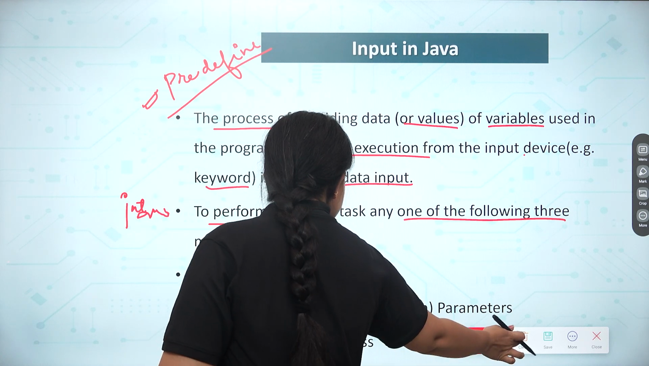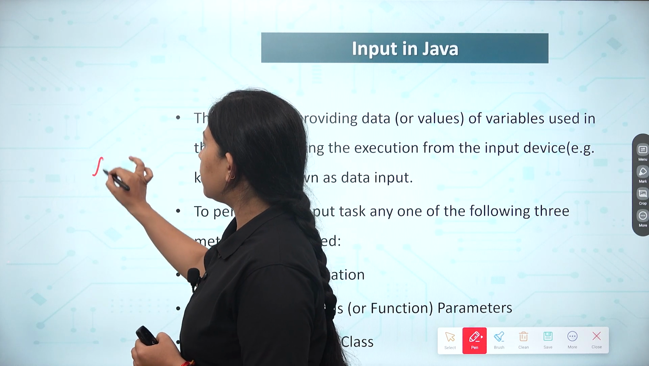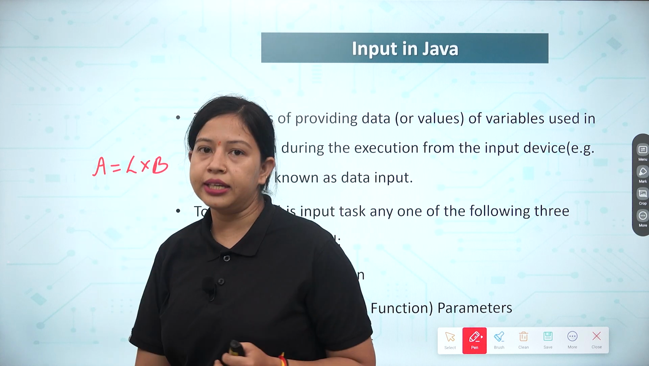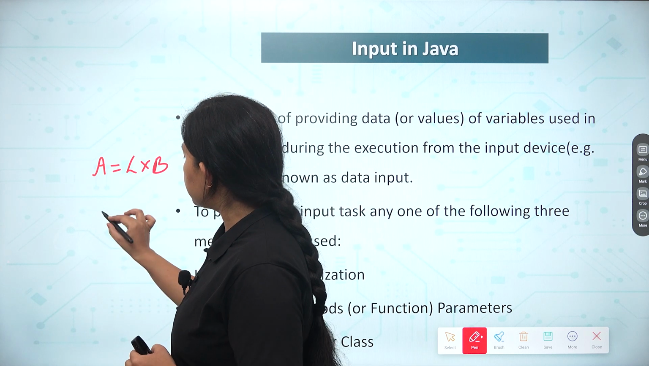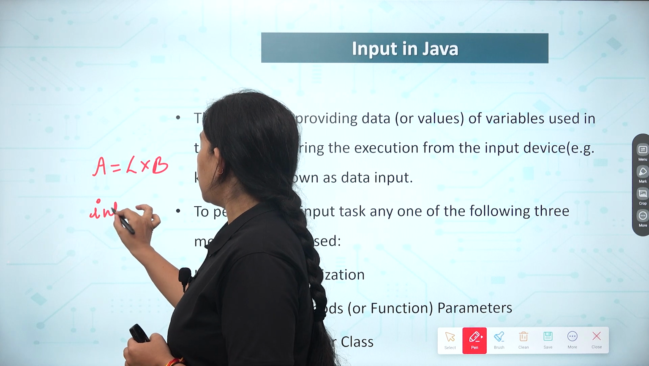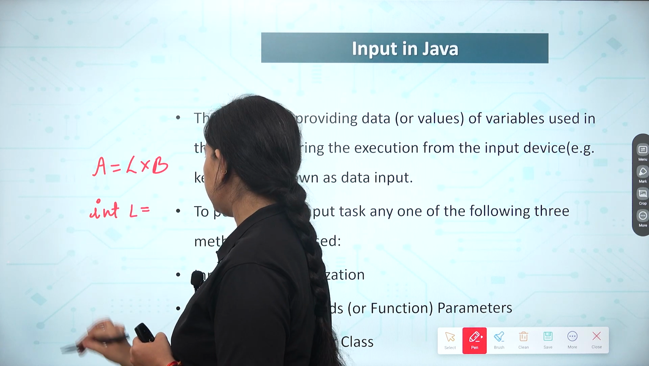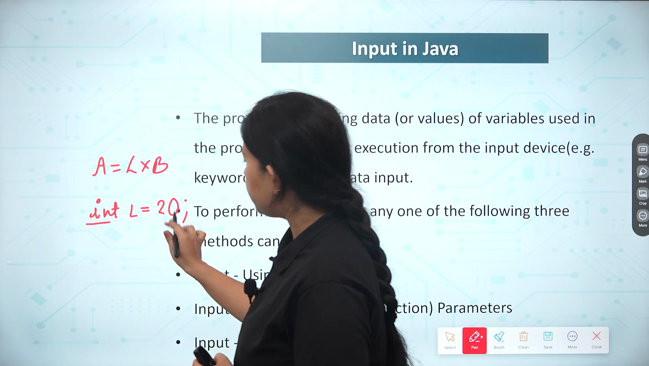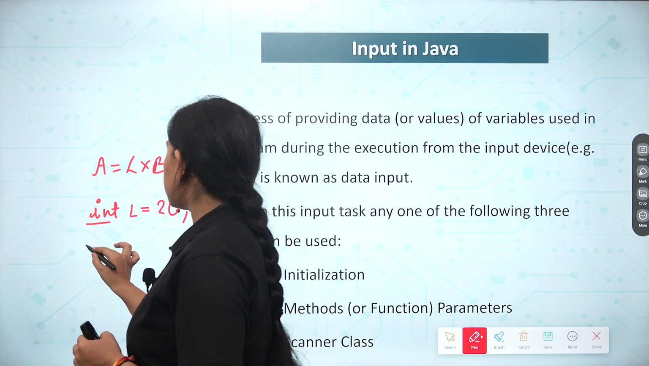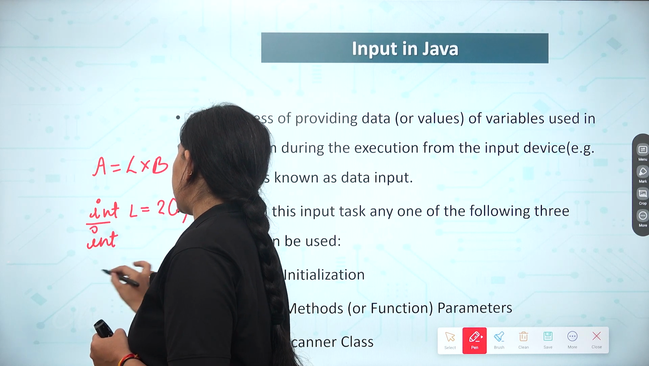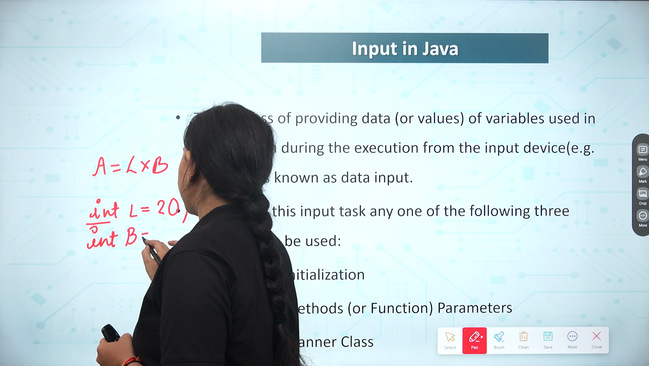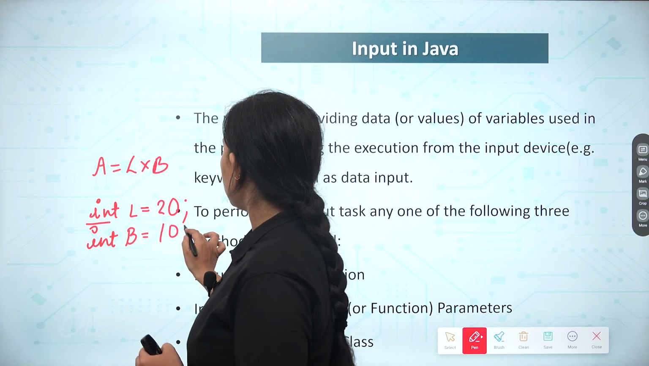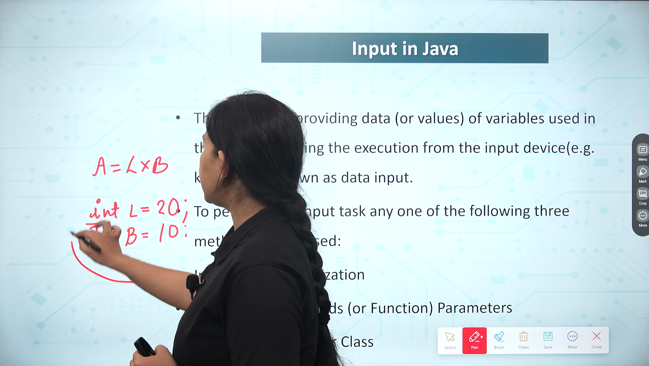We know the formula for calculating the area of a rectangle, that is L into B, so called length into breadth. So here we can simply assign a particular value to the L variable. Suppose I have taken an integer value, so I mention 20 over here. Similarly, I assign a particular value to B, which is used for the breadth, that is 10. Now this is called input using initialization.